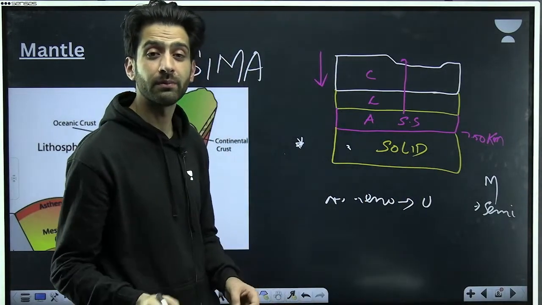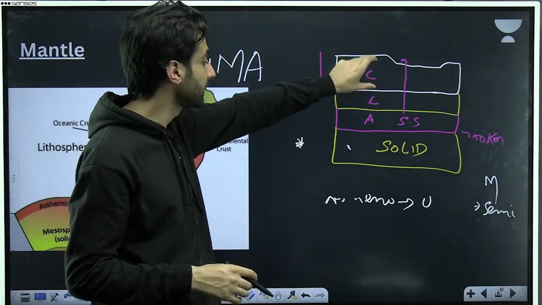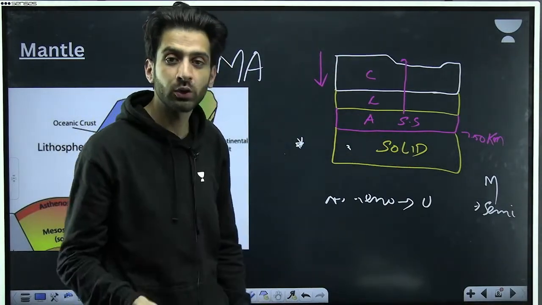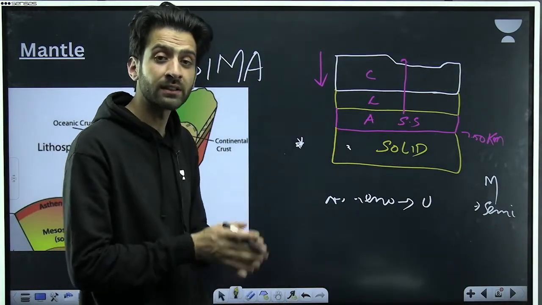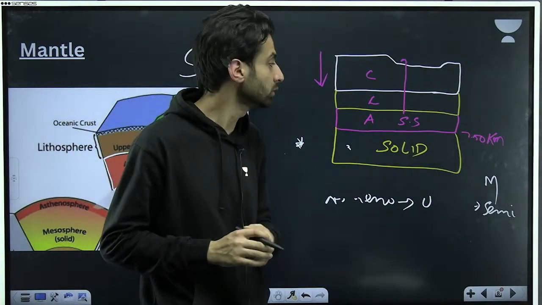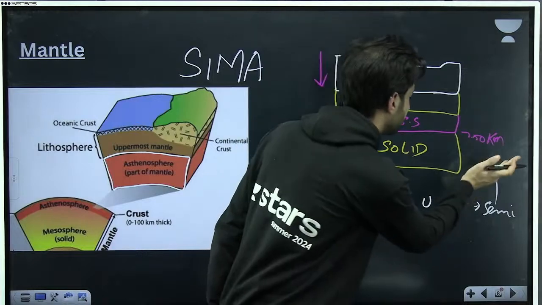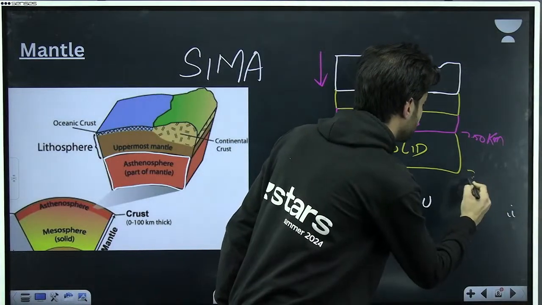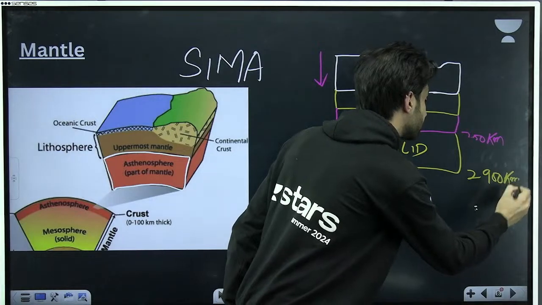Because of very high pressure created by the overlying layers. Remember, the overlying layers are not allowing this layer to get converted into liquid, despite the fact that the temperature is increasing at 1 degree per 32 meters. So this is the layer that goes up to 2900 kilometers.